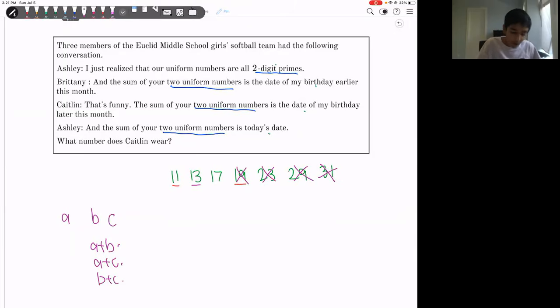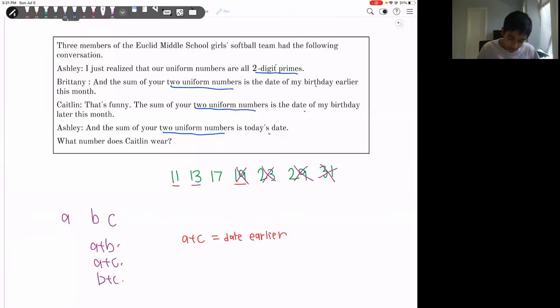So therefore, our numbers must be 11, 13, and 17. These are the three numbers of the three people, but we don't know who has which number. So let's try to figure out what's going on. We're given that Brittany says the sum of their two uniform numbers, A plus C, is the date earlier this month.